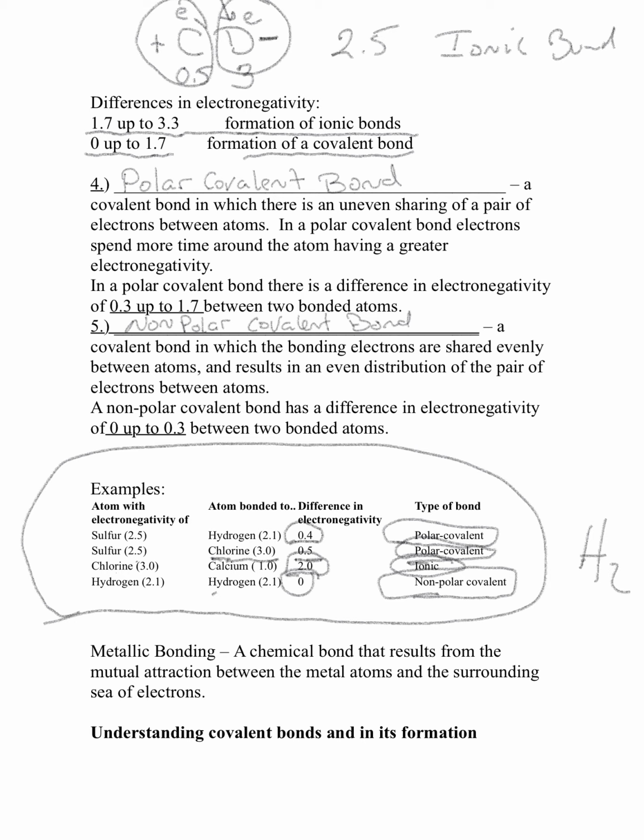And that's why metal is easy to bend. You can bend it without actually breaking, because that sea of electrons, which is mutually attracted to all those metallic nuclei, can move around without breaking. So that makes metal malleable. Okay?